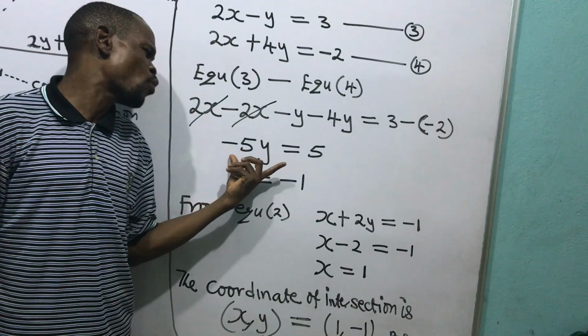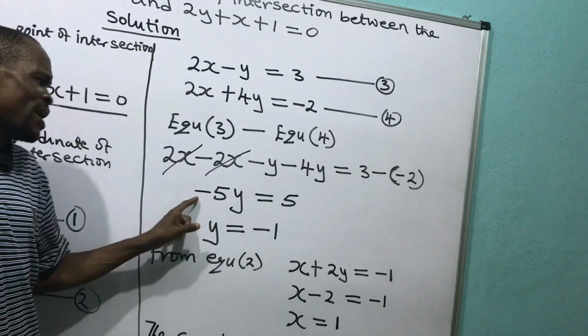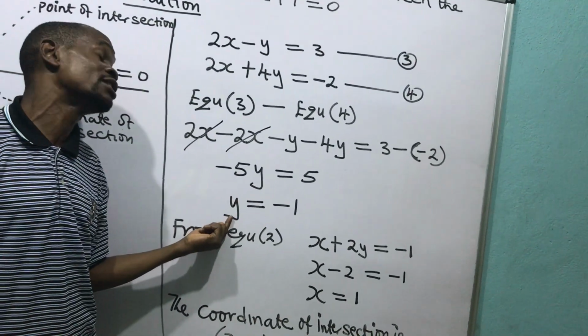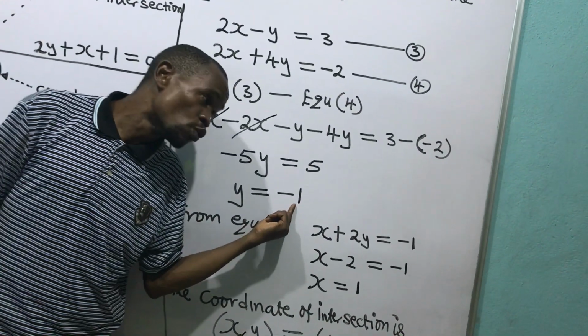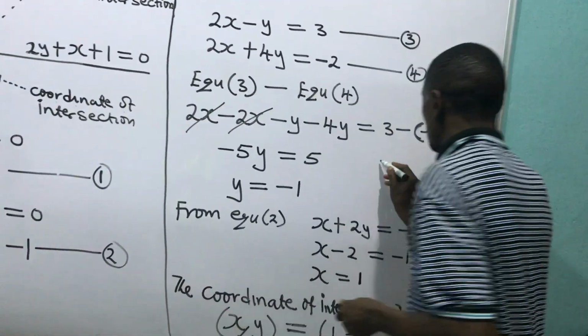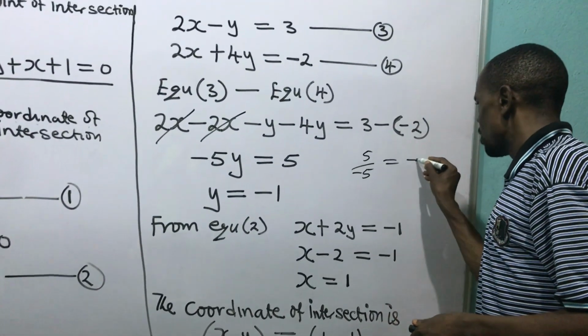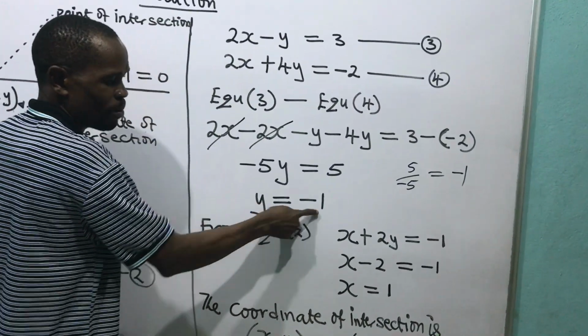Then making y the subject of the formula, I have to divide through by minus 5. When I divide through by minus 5, dividing this side by minus 5, I will have positive y. Dividing this side by minus 5, I will have minus what? 1. What does it mean? 5 divided by minus 5, what am I going to have? Minus 1. So therefore, I have my y equals to minus 1.